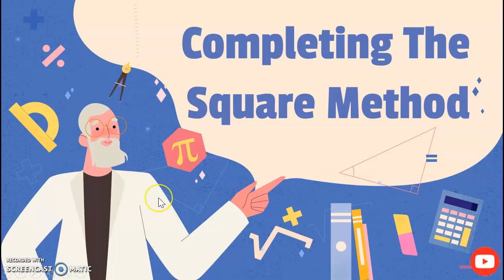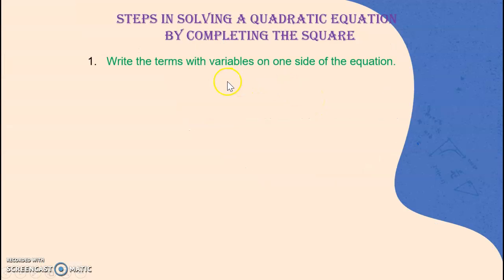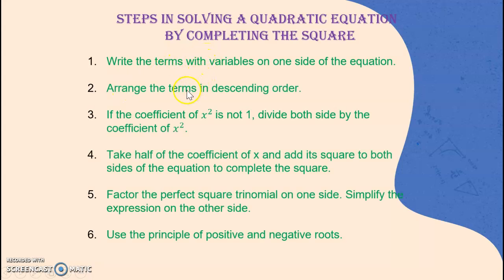Nandito naman ako si Sir Novero at welcome sa ating part 2 na video tungkol sa completing the square method. So, review lang natin yung steps ng completing the square. So, first is to write the terms with variables on one side of the equation.